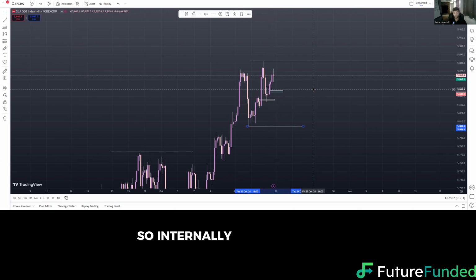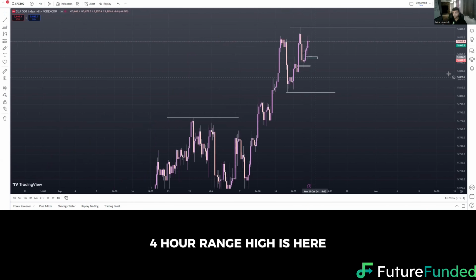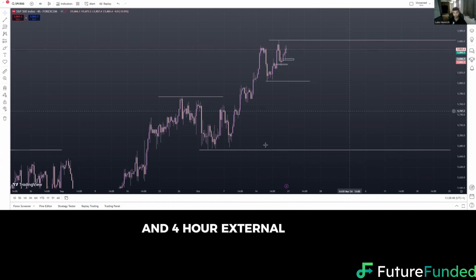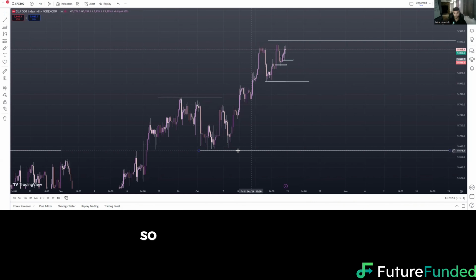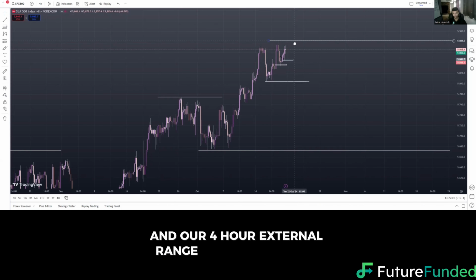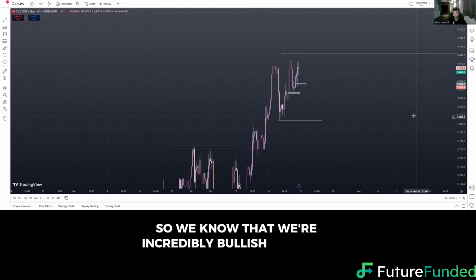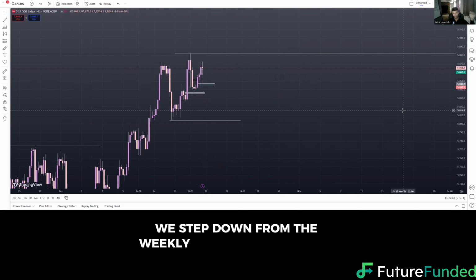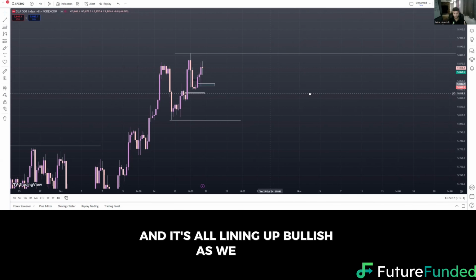So now currently speaking, our 4-hour range low is this low right here, and our 4-hour range high is here. So internally, our 4-hour range low is here, 4-hour range high is here, and the 4-hour external range is the same as the daily internal range. Okay, so the daily internal range low is here, which means that our 4-hour external range low is here and our 4-hour external range high is here. Okay, so we know that we're incredibly bullish because, as we can see, we've stepped down from the weekly to the daily to the 4-hour, and it's all lining up bullish as we speak.